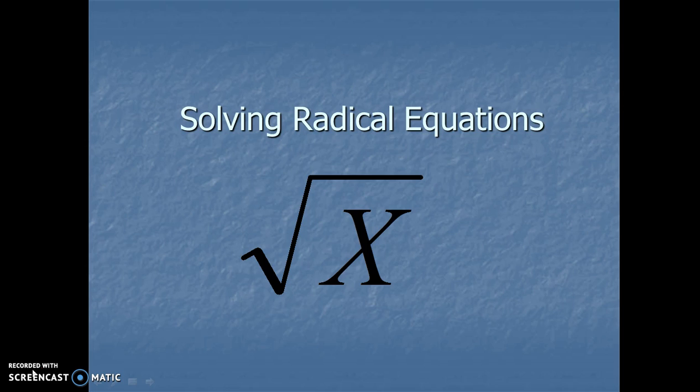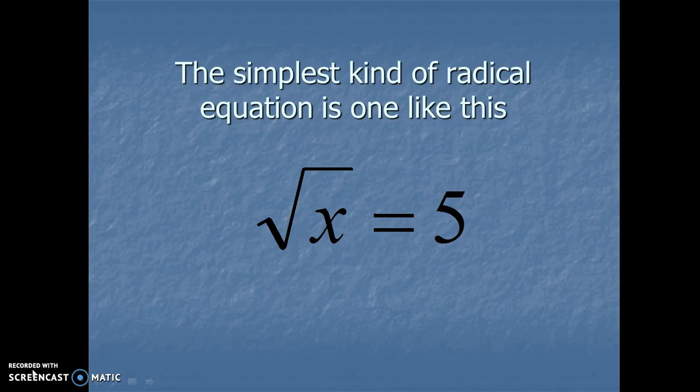This is called Solving Radical Equations. Remember, that's the square root symbol, but it's usually called a radical because you can have roots other than just square root. Okay, so the simplest kind of radical equation is one that looks like this, where you just have the variable under the radical, and it's all by itself on one side, and it's equal to some number.